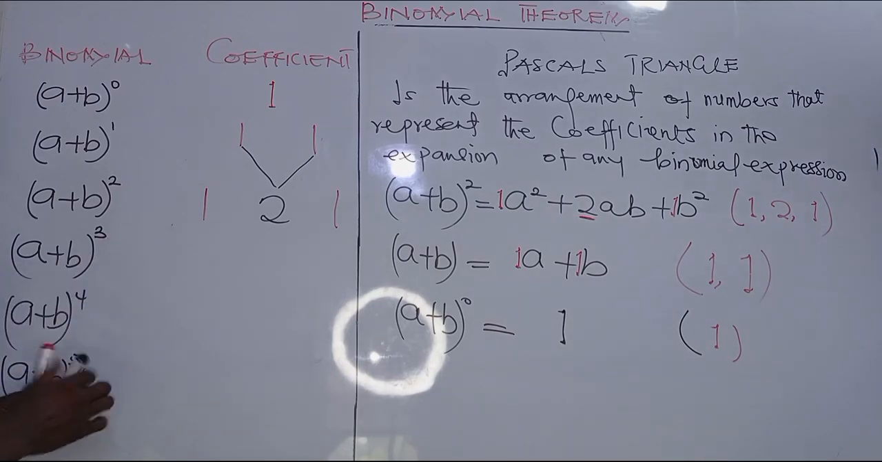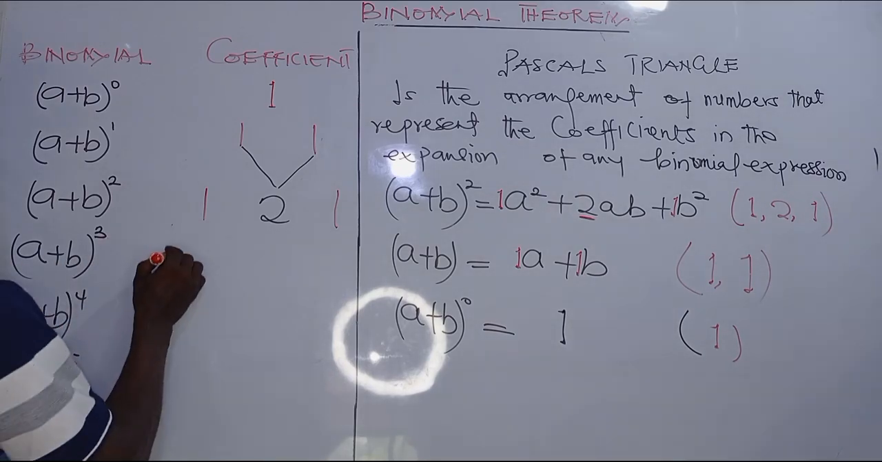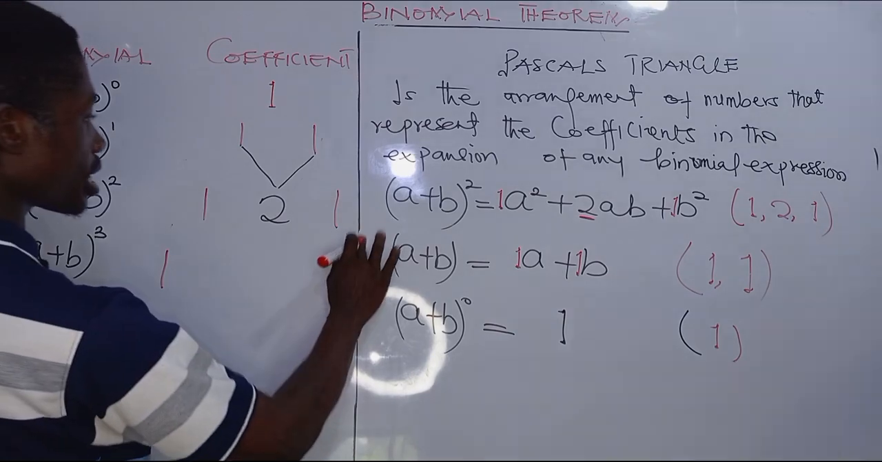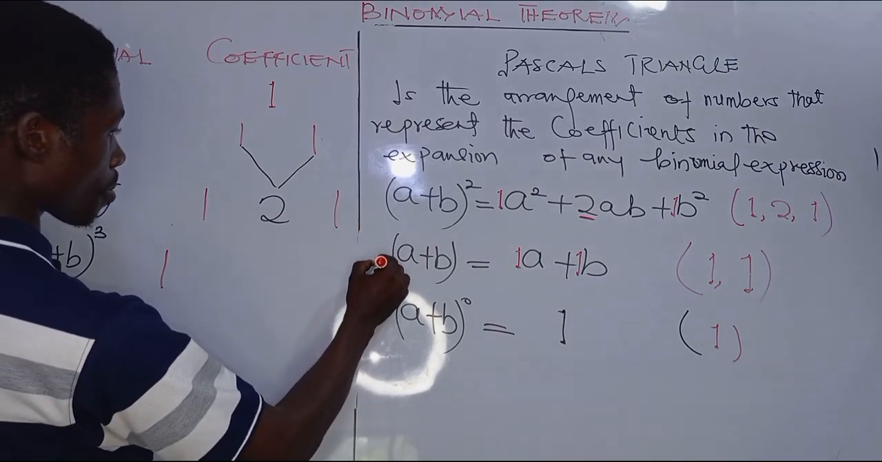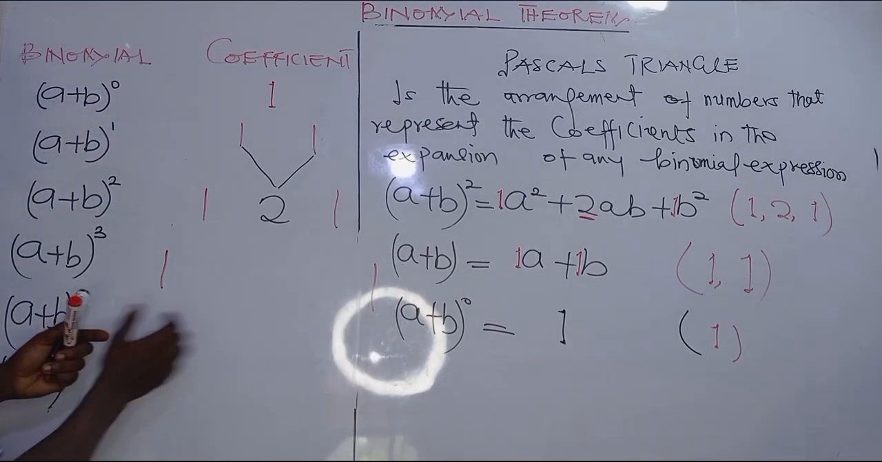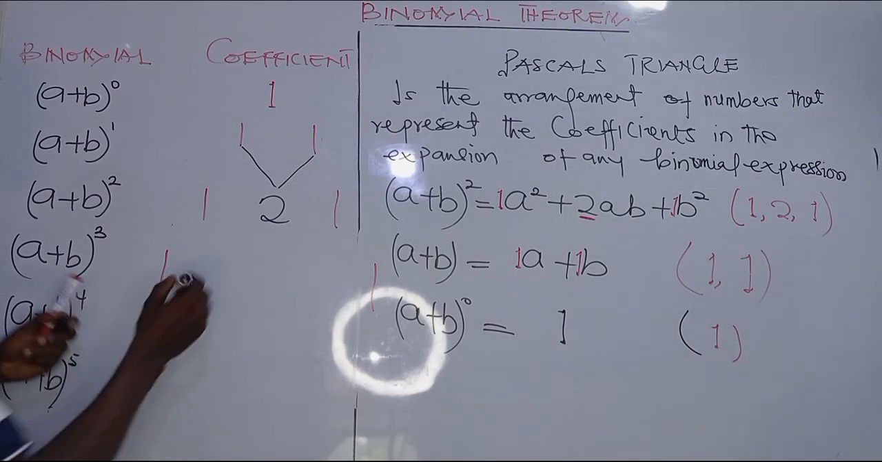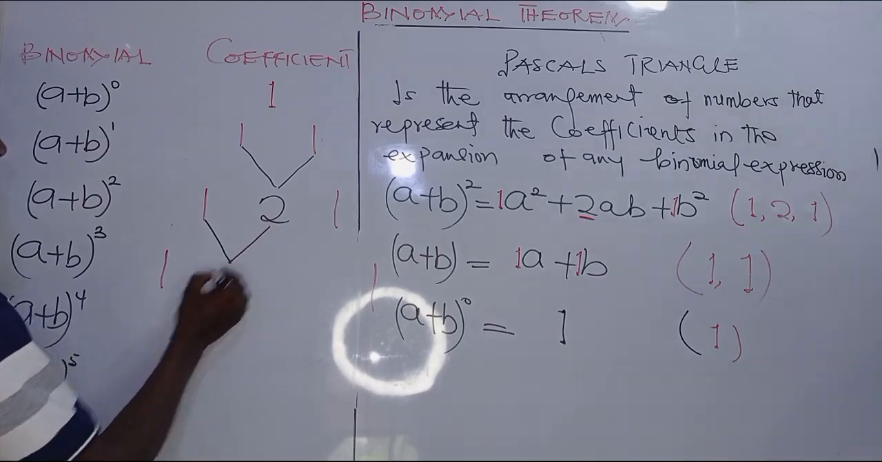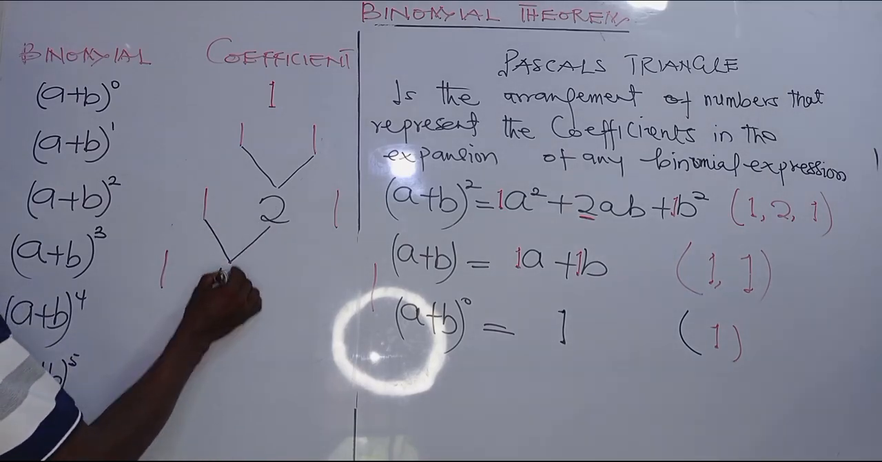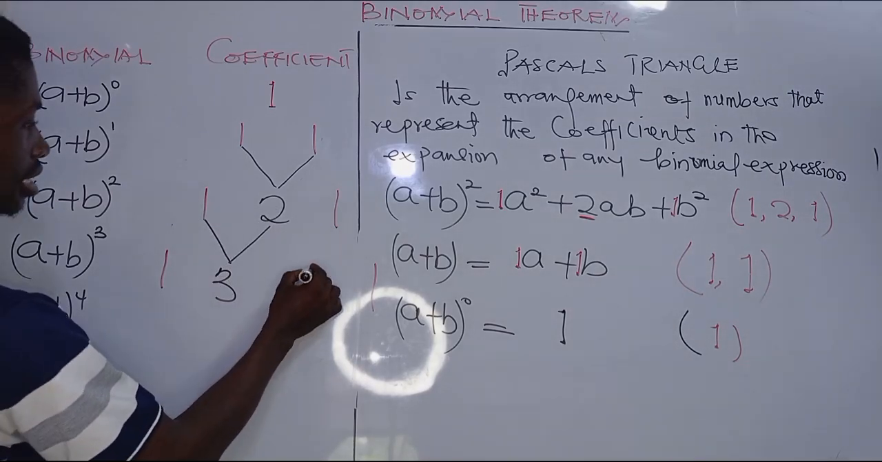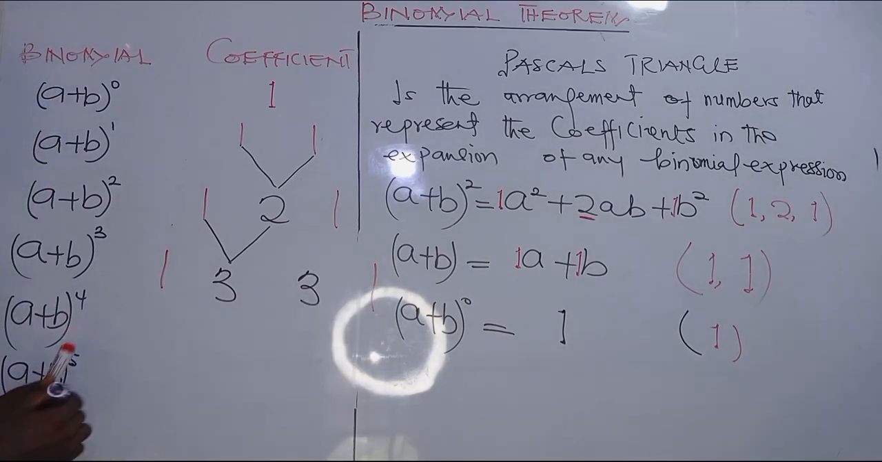Now let's move on to this. So every subsequent row starts with 1 and then ends with 1. Now each interior number in between is obtained by directly summing the numbers above it. 1 plus 2 gives us 3. 2 plus 1 will give us 3, and then we have our 1.